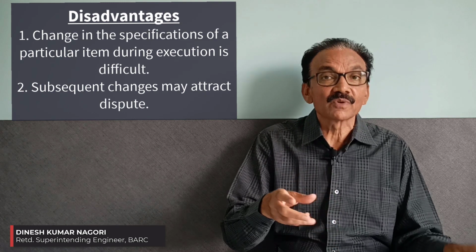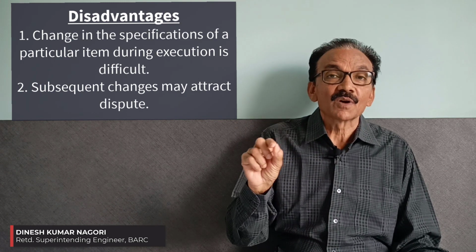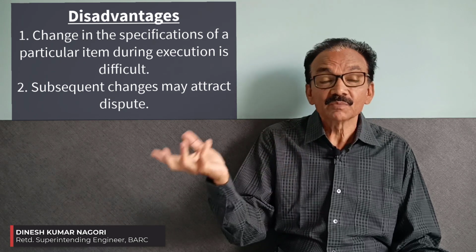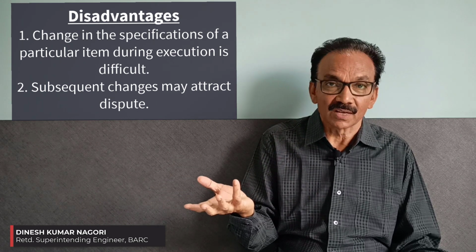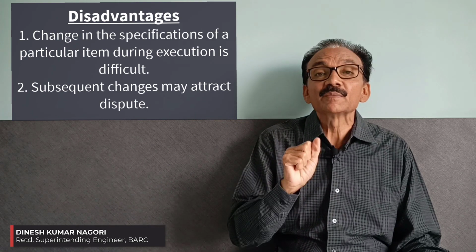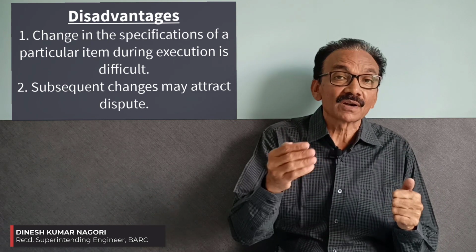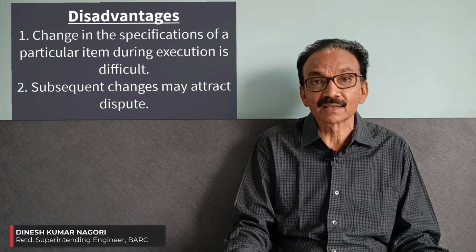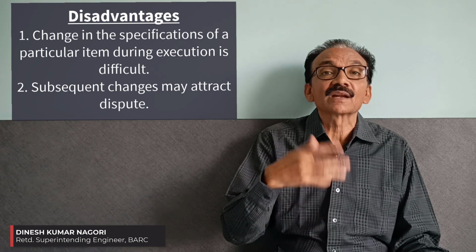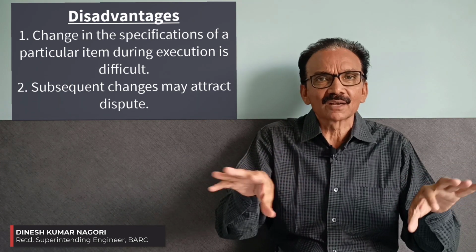Suppose you envisage a particular type of item during the time of preparation of the tender. Now in the market, suppose that type of item is not available and you want to change or substitute the item, then it becomes difficult to exactly work out the cost. The client may work out something but the contractor may not agree, or the contractor may propose something and the client may not agree. So these are the pluses and minuses, advantages and disadvantages, of all types of contract. So this is called a lump sum contract.